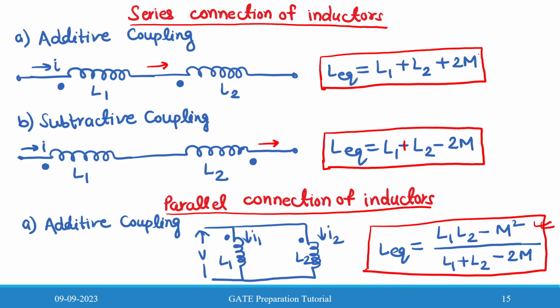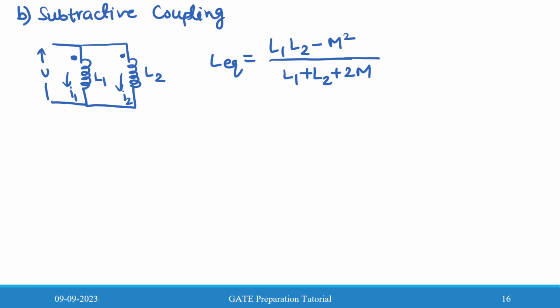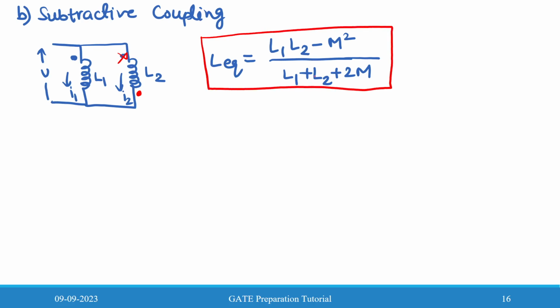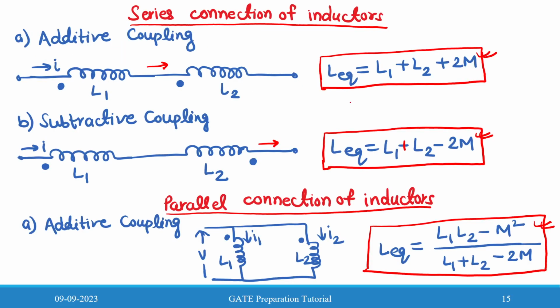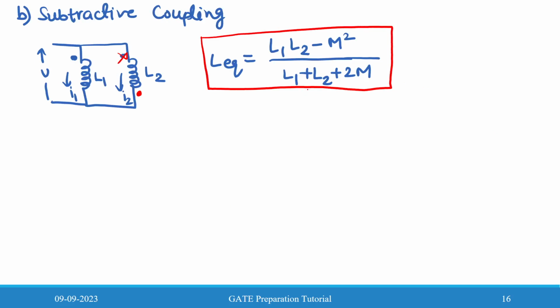All these expressions are very important for series connection and for parallel connection. Now for subtractive coupling, I did it wrongly here. This is not the dot, here it is the dot. So in one dot the current is entering while in the other dot the current is leaving. So this is subtractive coupling and the equivalent inductance will lower down. How can you compare? Because here you can see that the denominator is higher than the previous one, so the equivalent inductance will lower down. That is the property of subtractive coupling.